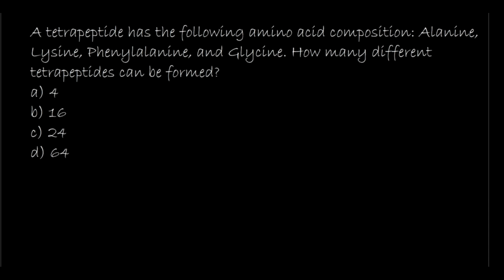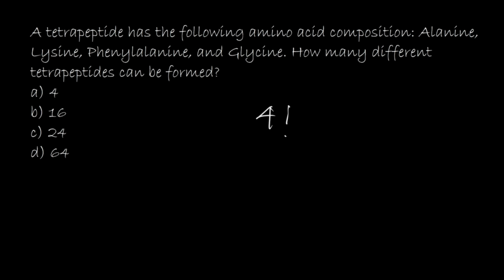A tetrapeptide has the following amino acid composition: alanine, lysine, phenylalanine and glycine. How many different tetrapeptides can be formed? Very simple question, but most of the students skip this question just because they don't know it. Here I am having 4 different amino acids. So just do 4 factorial.